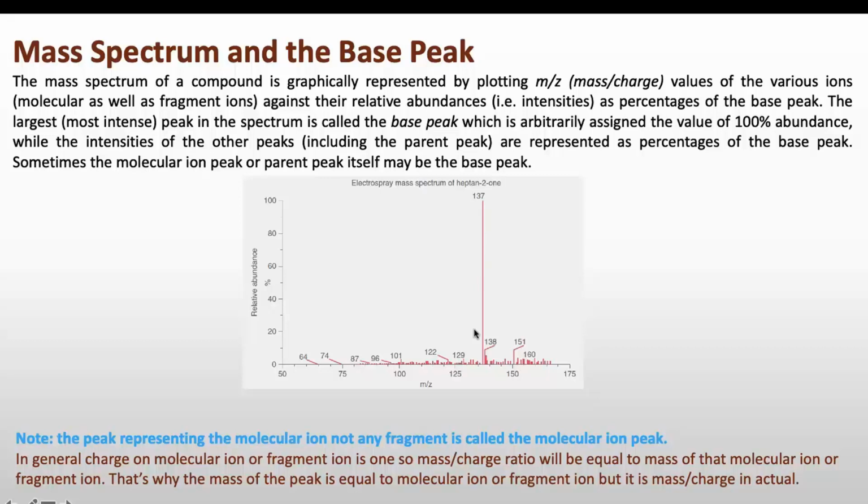And sometimes the molecular ion peak or parent peak itself may be the base peak. Now the peak representing the molecular ion, not any fragment, is called the molecular ion peak. That means the molecular ion peak gives the molecular weight of the organic molecule. In general, the charge on a molecular ion or fragment ion is 1. So mass to charge ratio will be equal to the mass of that molecular ion or fragment ion. That's why the mass of the peak is equal to the molecular ion or fragment ion, but it is actually mass to charge ratio. We simply say mass, but it's actually mass to charge.